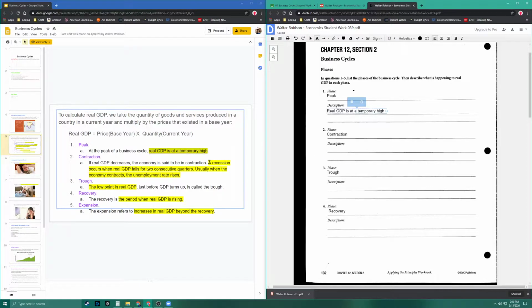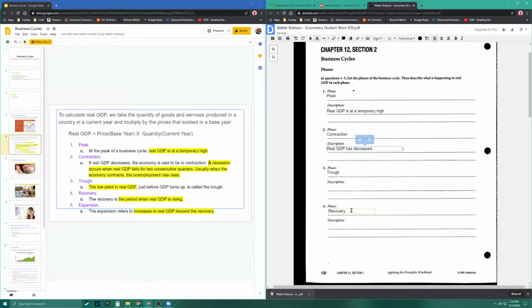What's a contraction? See how this is highlighted? This is talking about a recession. So don't use that as your answer for 2. The answer you want to use is that it's a decrease in real GDP. It's the exact opposite. So real GDP has decreased. Okay, boom.